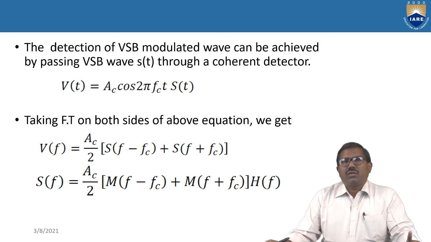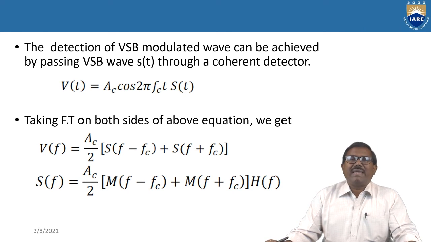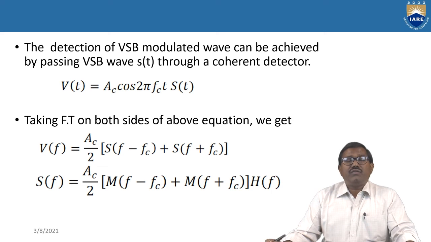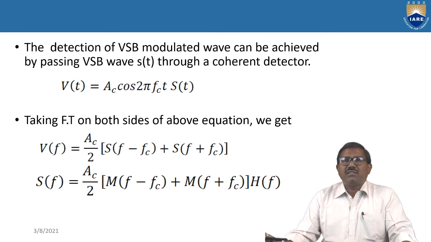We get to this V of f, which is equal to AC by 2 of S of f minus fc plus S of f plus fc. Already we've seen how this Fourier transform is coming. In place of S of t, m of t is there, so here we're getting m of f minus fc plus m of f plus fc. So here we're getting S of t, that is a modulated version of the VSB-SC signal.